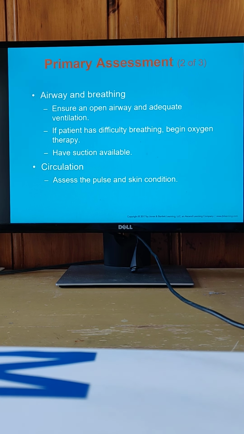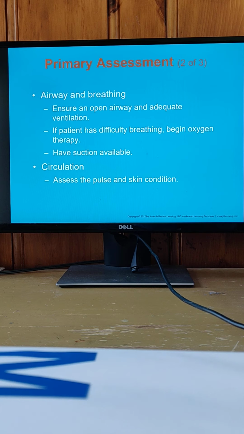Shock. What do we do with somebody in shock? Put them in a position of comfort, high flow O2, rapid transport to the hospital. Oh, and keep them warm. Keep them warm with the blanket.